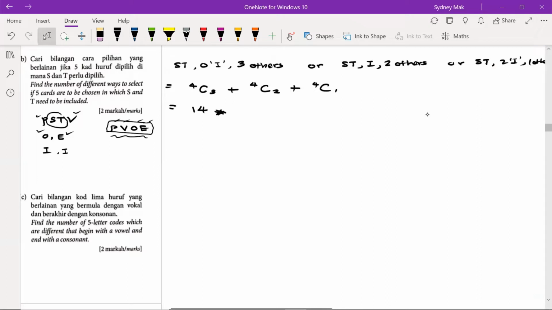All right, so there is a correction in the answer scheme given. So please take note of this question, because the answer given in the answer scheme actually is to answer the other question. That is to find the number of arrangements of 5 cards whereby S and T must be chosen. That is for the arrangement. But this one, we are asking about the selection. Now, if you want to know how to get to the answer for the arrangement, you may click the link in the description box. We will discuss that. So that one is extra.